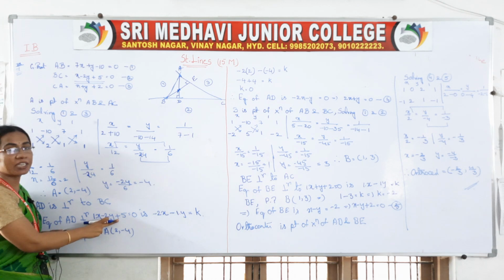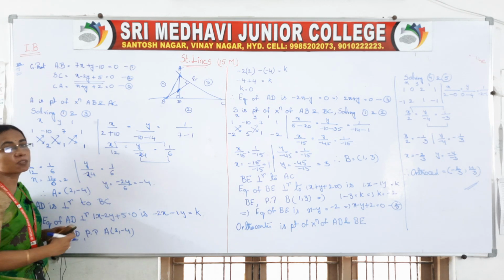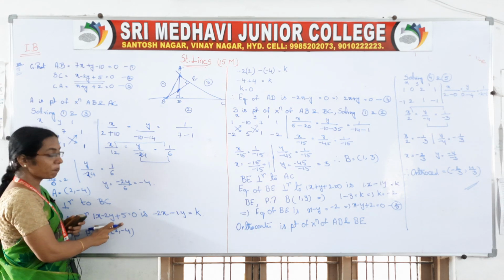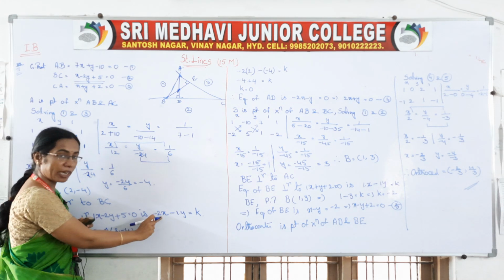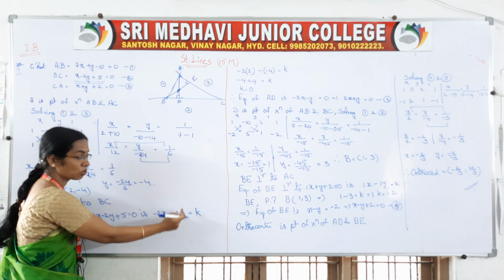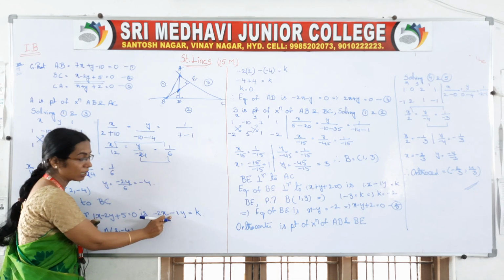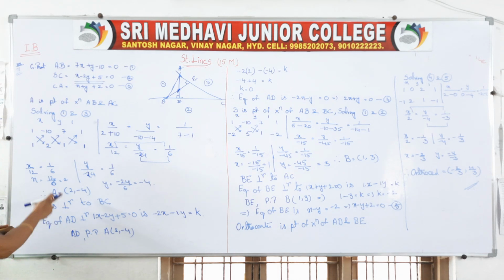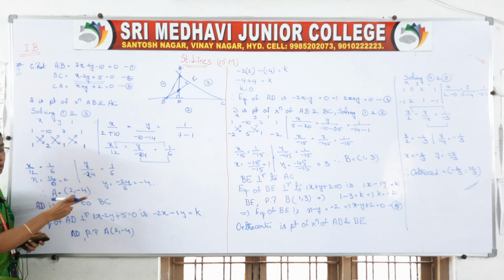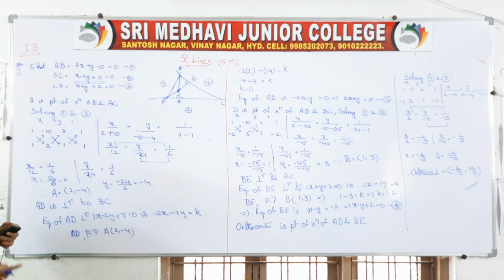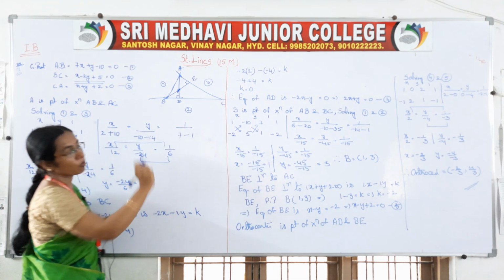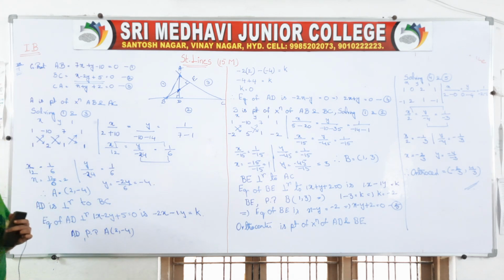If we know a line equation, we can write its perpendicular line equation. How? What is the procedure? Y coefficient comes to x, x coefficient goes to y, in the middle a negative sign, is equal to k. That line passes through your point A. So substitute, you will get your k. Again substitute that k in this equation. Then you get your equation of AD.